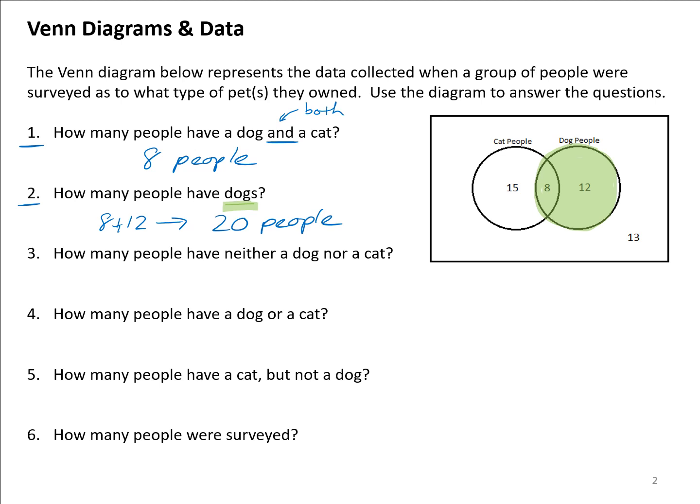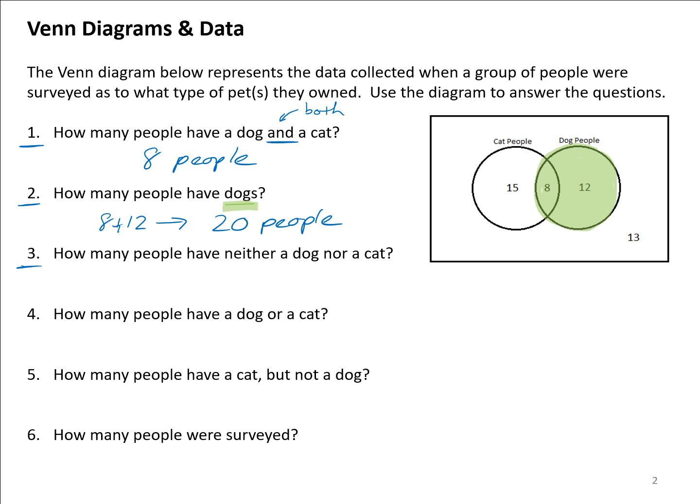We have to be very specific when we read these statements that we don't try to eliminate information or put more information in. It just asks for people who have dogs. It doesn't say whether they might have a cat or not, so we have to include everyone who is in the dog circle. Next question.